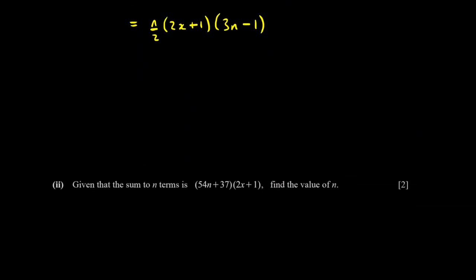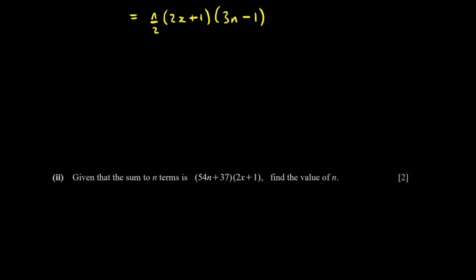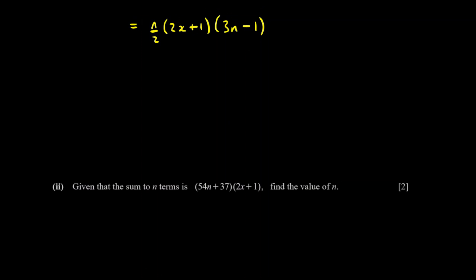Okay, let's do part 2. We're given that the sum to n terms is now equal to this thing here. So we want to find the value of n. Well, we've already found an expression for the sum of n terms, which is this thing up here. Now we can just set it equal to what we've got. So why don't I write that down? We're now saying that n upon 2 bracket 2x plus 1 times by 3n minus 1 will be equal to 54n plus 37 times by 2x plus 1.